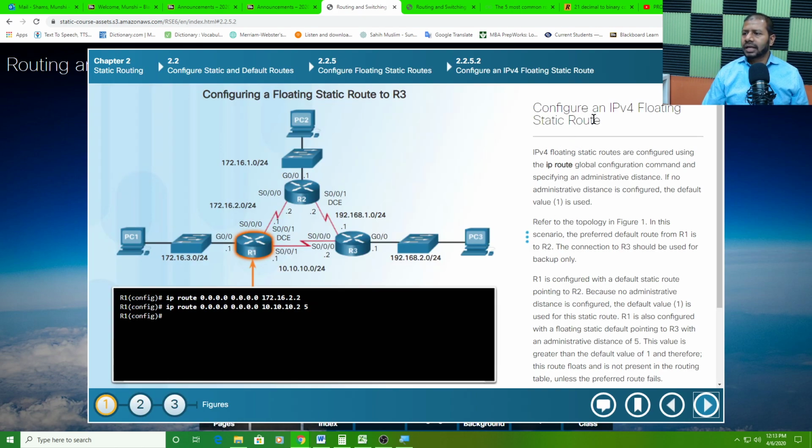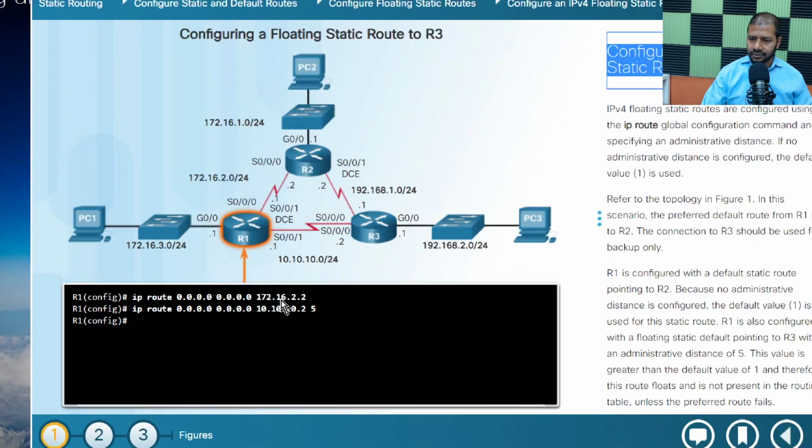Okay, configure an IPv4 floating static route. Now what are we doing? Let's understand again. What exactly are we doing? We are writing a backup route. There is already a route for that. I am writing an additional route with a higher administrative distance. That is called a floating route. Okay, so let's look at how to do that.